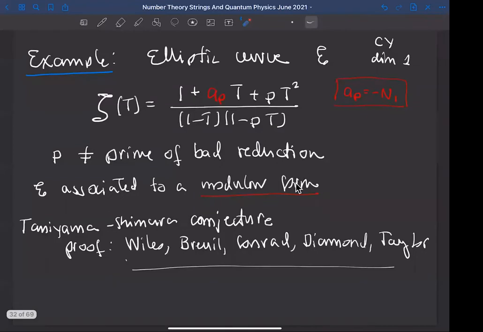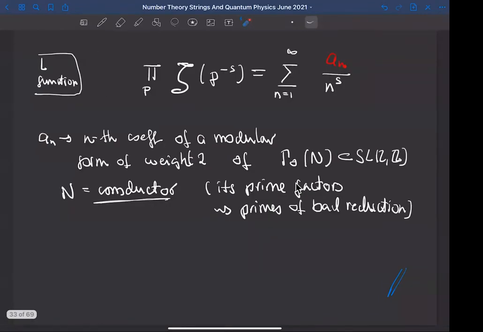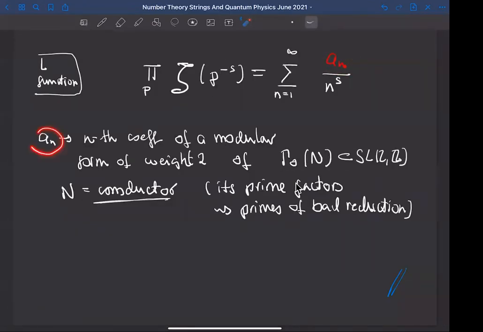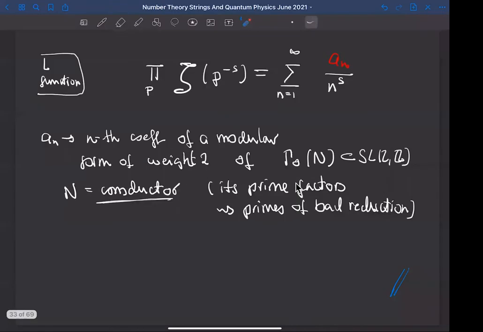Remember I said we're also interested in the L function. This is the zeta function for each prime p. Now if we assemble these together in an L function, taking the product over all the primes, we have to be very careful with the primes of bad reduction, which are where there are singularities. But if you are careful with that, you end up with a series with some coefficients a_n for each number n, given in terms of the a_p's for each prime. And what you find is that these coefficients are the nth coefficients of a modular form of weight two for the congruence group Gamma_0(N), where N is called the conductor, and its prime factors are these primes of bad reduction. All this is a very famous work in number theory.